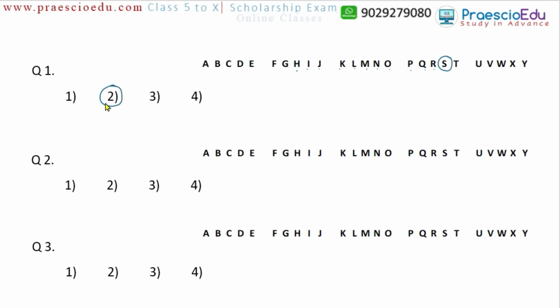Then question number 2: in the alphabet, which letter is nearer to R than to K? Now R is here and K is here. Which letter is nearer? In the options, N is here, then M, then L, and then P. First we check option number 1, N. N is here, M is here, L is here, and P is here. Out of these four, which letter is nearer to R than K? P is the nearer, so P means option number 4.